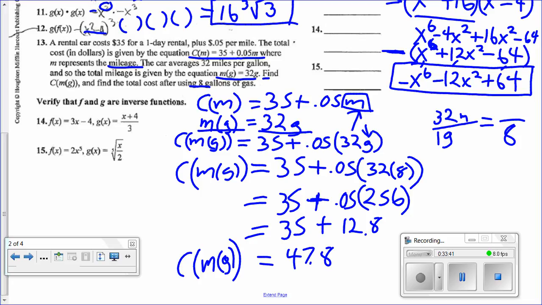So whenever they have this and they want you to nest these functions, all you do is just take this function, this m of g, and plug it right in where m is, okay? And that's all we did, because m of g is 32g, so we just plugged in 32g, because this 32g will give you the mileage. It will give you m. As soon as you know g, you know m. M is a function of g, so it gives you this m right here, which is your input, or your independent variable on your initial equation, which calculates the total cost, which is what they're worried about. So it looks like $47.80 on that one.